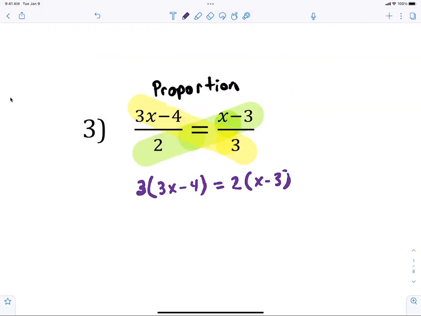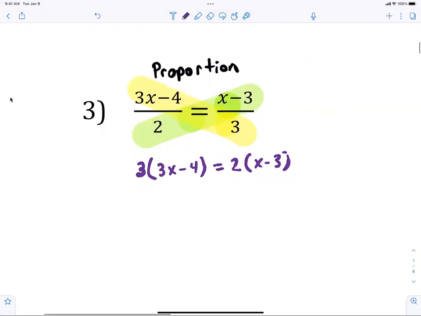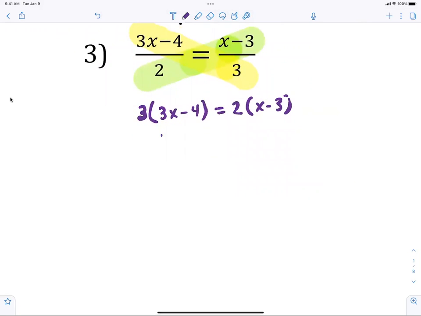Anybody have any issues? Now we have to do what? Distribute. All right. So now when we distribute, 9x minus 12 equals 2x minus 6. Anybody have an issue with that?